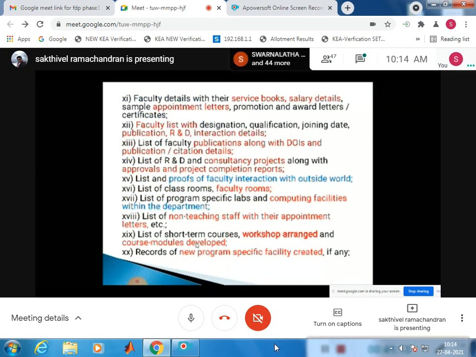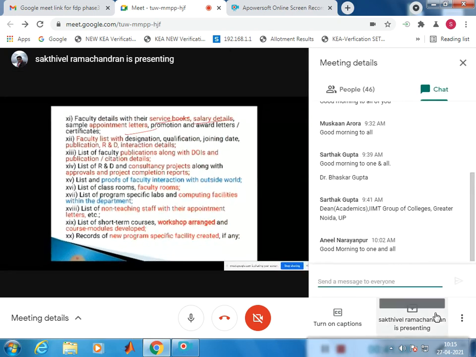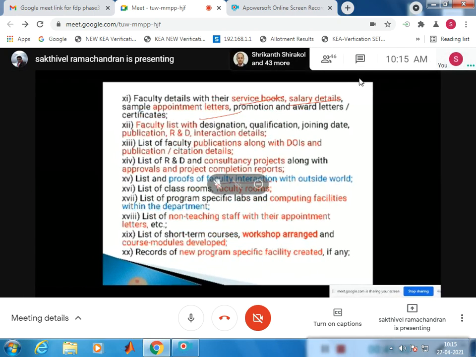And apart from that, the details relevant to service books like faculty, their services, salary details, appointment letters, awards, promotions, letters, certificates. Then list of faculty with their designation, qualification, joining date, publications, R&D work carried out by them, publication along with the DOI, right? A complete list of publications, consultancy work, project completion, proofs of faculty interaction with the outside world. So those things, outdoor activities, then faculty rooms, classrooms, computer facilities, non-teaching facility, non-teaching staff with their appointment letters, workshops arranged, course modules developed, new programs that have been included, everything comes as a record.